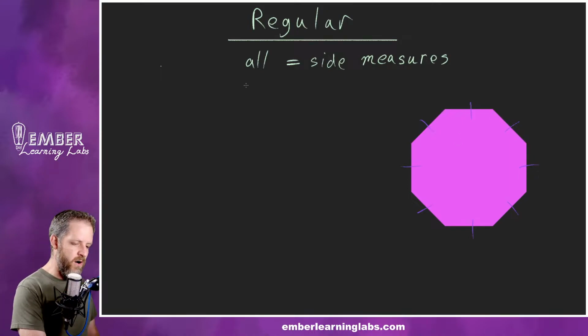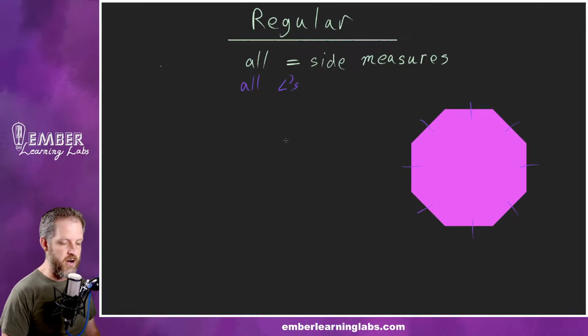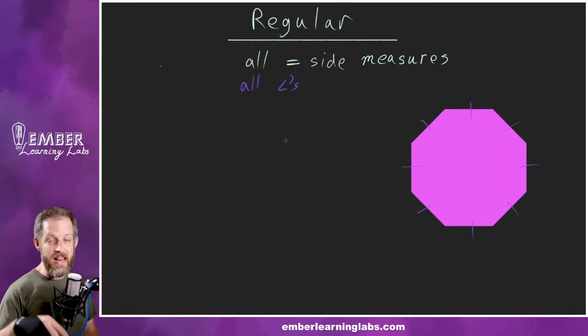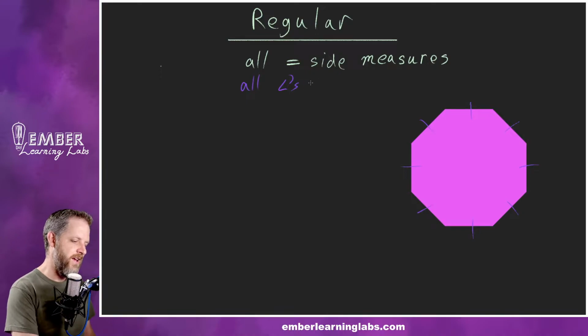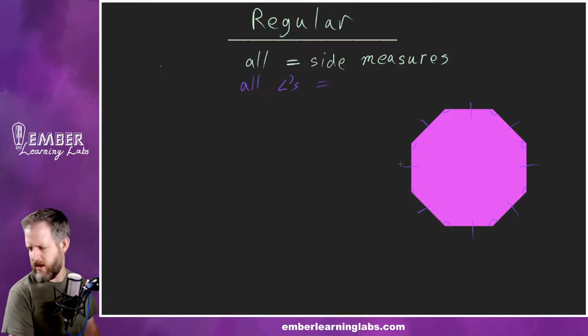Also, all angles are equal. So if it is equilateral and equiangular, all angles are equal, then it is a regular polygon. This one's a regular octagon. You could have a regular pentagon, a regular heptagon. We're actually going to go through all those different words next, I believe.